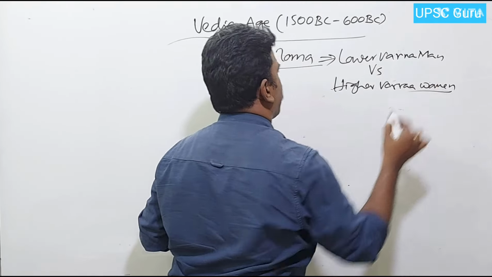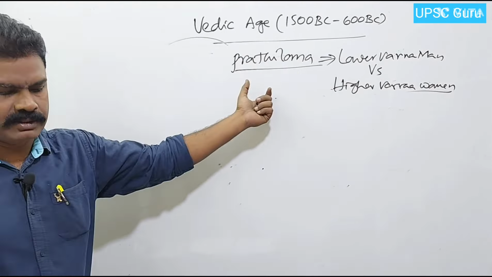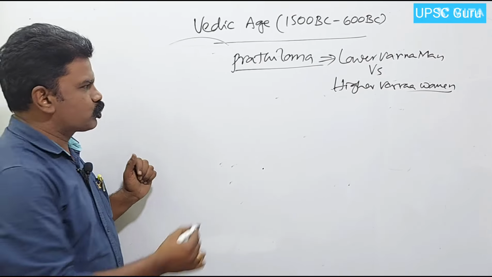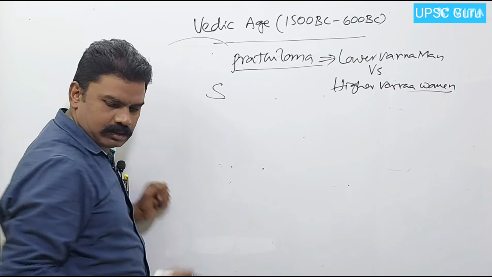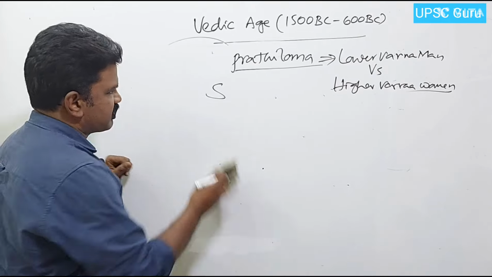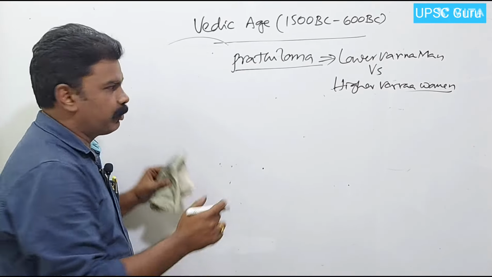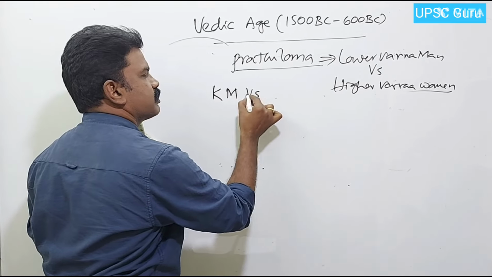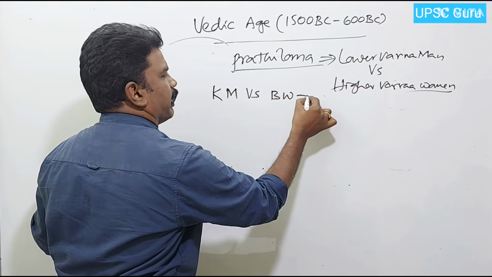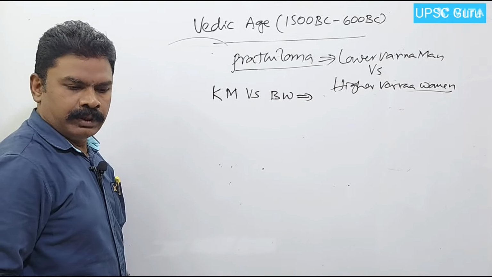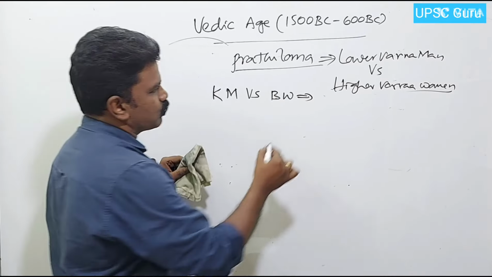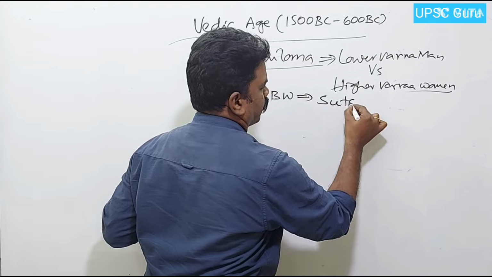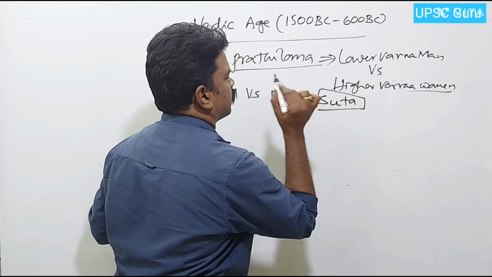This type of marriage is called a pratiloma marriage. Take an example, a Kshatriya man and a Brahmana woman. Kshatriya man versus Brahman woman. This family is called Suta. Suta family.